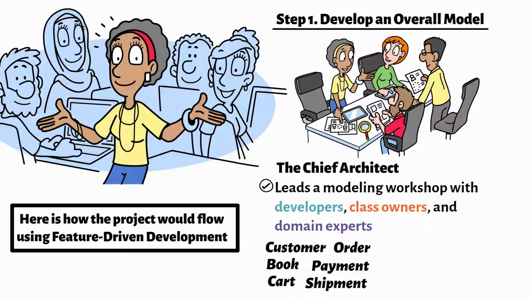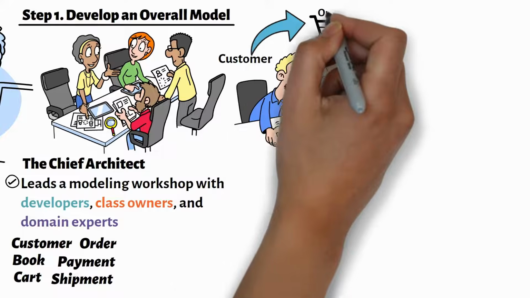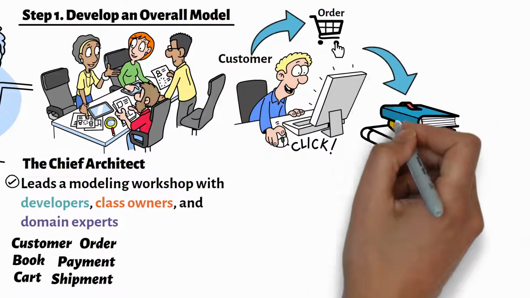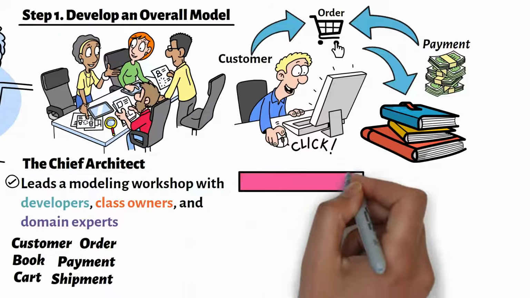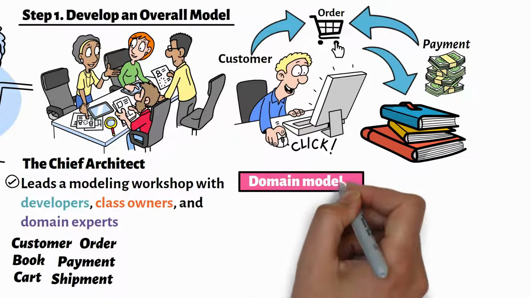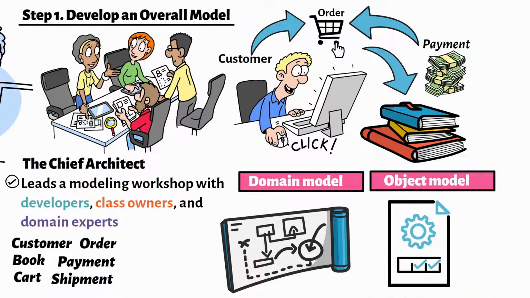The team maps out how these concepts relate to one another. For example, a customer places an order. An order contains multiple books, and every payment is linked to a specific order. This results in a simple but clear domain model. Afterward, the team creates an object model that translates these business concepts into technical objects and their interactions. By the end of this step, everyone on the team shares the same understanding of how the bookstore works and what the system needs to support.